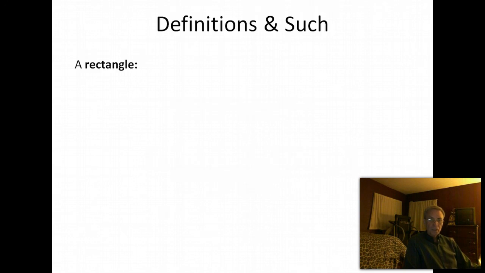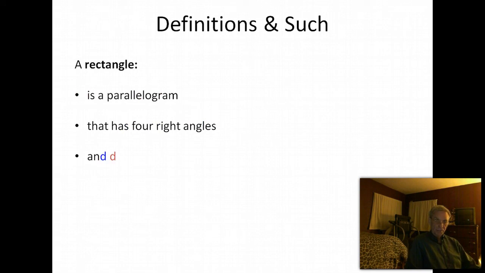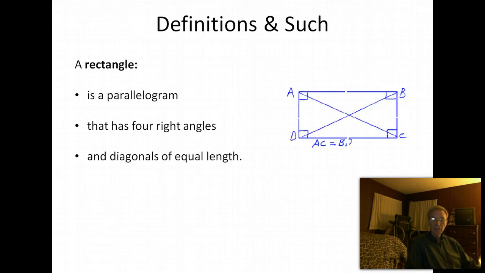So here's what we got. A rectangle, if you recall from what we've talked about before, is a parallelogram. It has four right angles and the diagonals are equal length. In fact, this is one of the ways you can identify a rectangle: if it is a parallelogram that has diagonals of the same length, then that makes it a rectangle. The other way you can know is if all four angles are right angles.